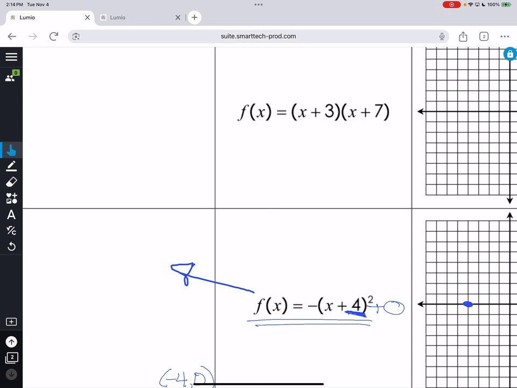Have you foiled the first one to find your standard form? Is it x squared minus 16? No, the first one, the x plus 3, x plus 7. But it won't be just x squared minus 16. We've got the middle, outer, inner. I got -4x plus 4x.